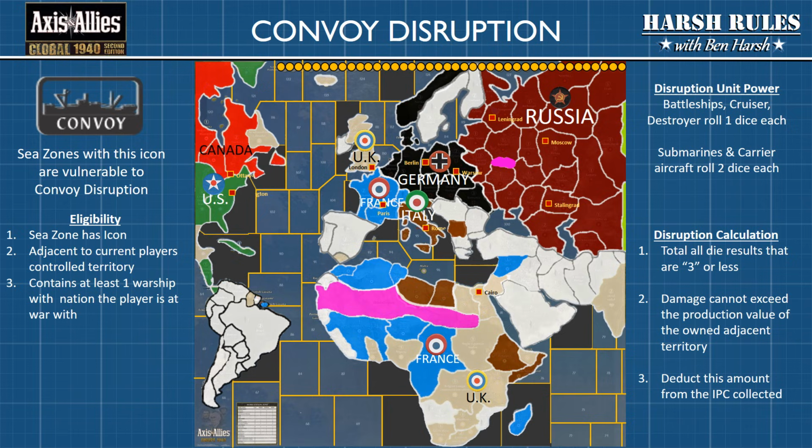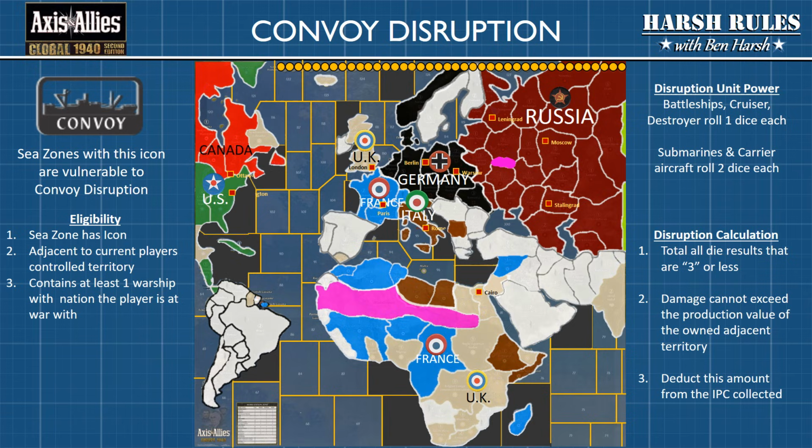During this phase, players may also be subject to convoy disruption. If the current player controls territory adjacent to a sea zone with the convoy symbol, they may become victim to convoy disruption if that sea zone contains only enemy vessels. For each enemy battleship, cruiser, and/or destroyer, that player rolls 1 die.